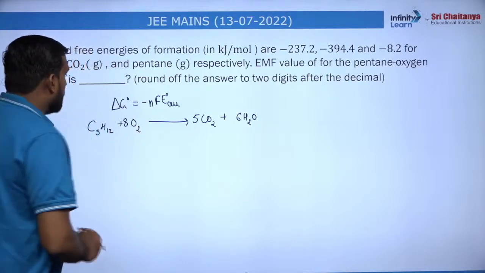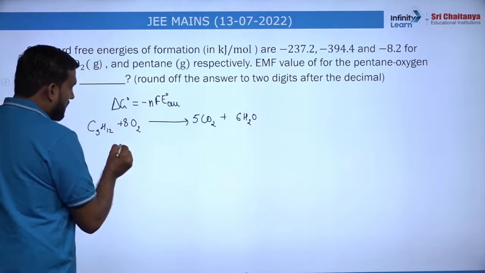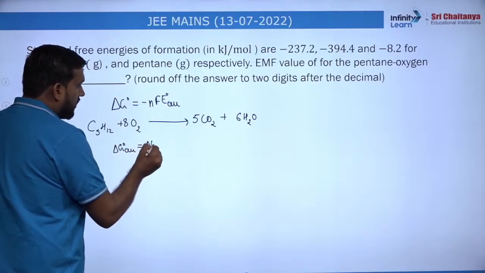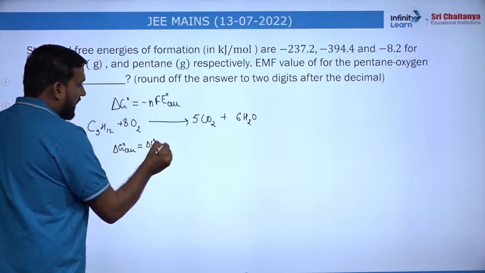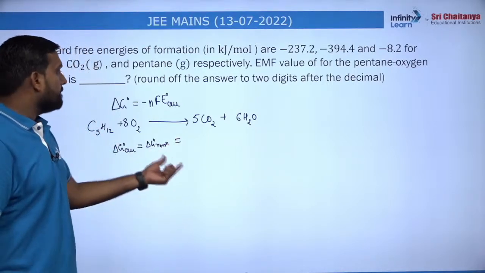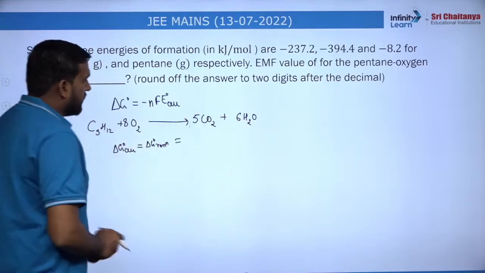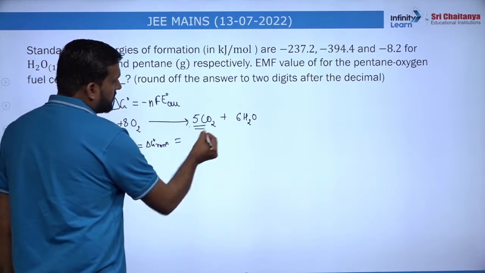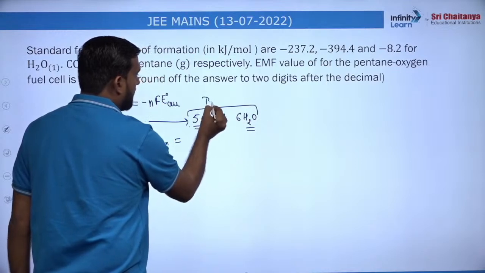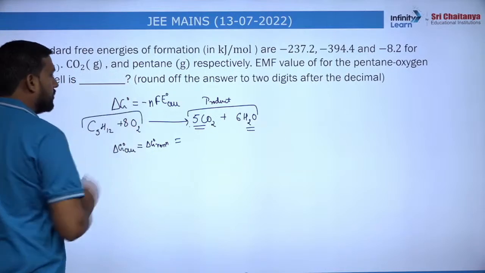Okay, so now if I go for the delta G naught of this cell, it has to be equal to delta G naught of the reaction. And how to calculate delta G naught of the reaction here? It can be simply calculated by product delta G naught minus reactant delta G naught. So what is there in the product? CO2 is in the product, H2O is there in the product. So this side is the product side, and that side is the reactant side. So you have to do that here.